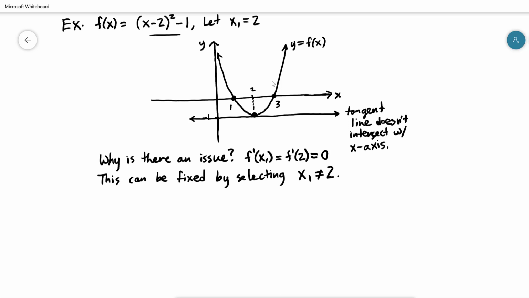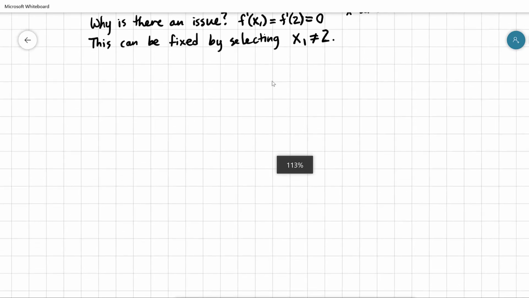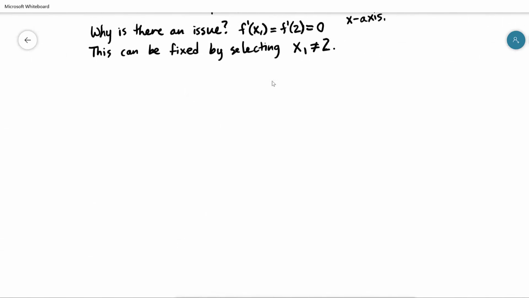So let's see, what else did I want to do? These are my 2 examples of cases where things fall apart, where things don't work. Let's do some examples where things do work. So let's take a look at examples that work.